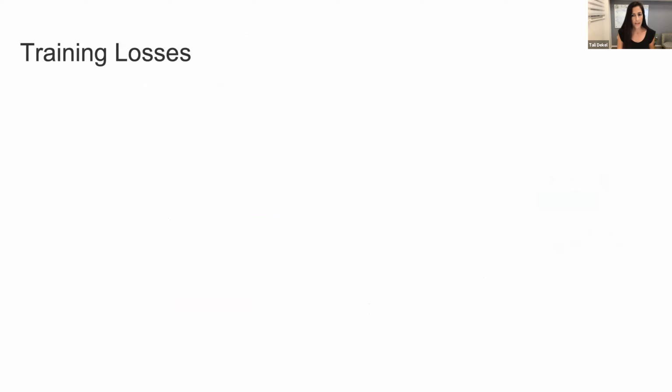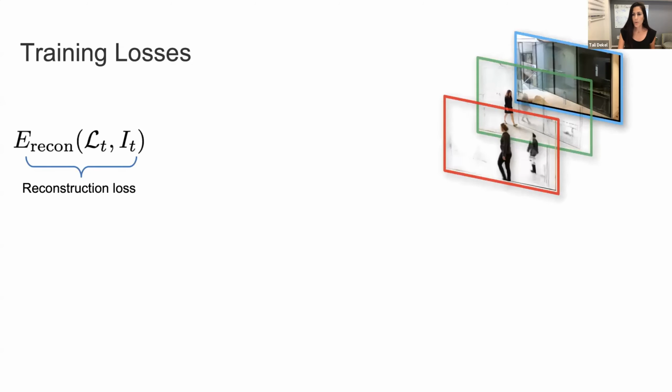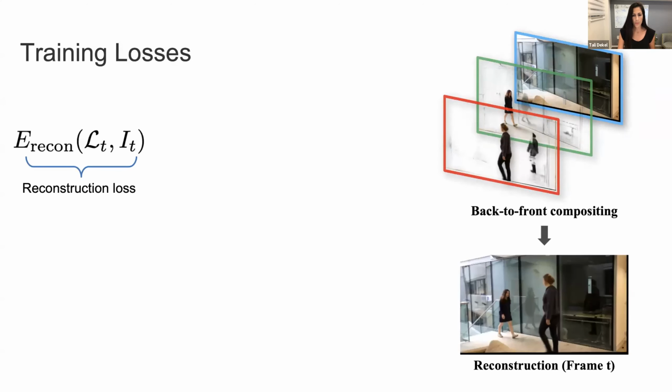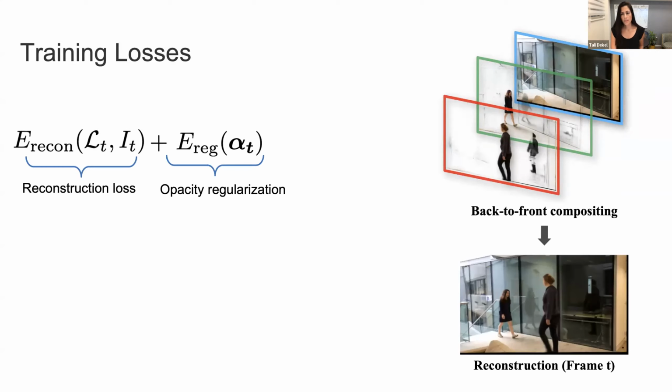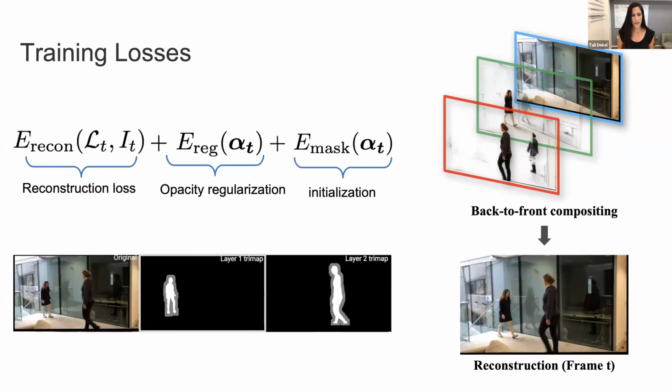But just to wrap up the method part, we apply several training losses. As I mentioned, the reconstruction loss: we want the layers, when we composite them back together, to allow us to reconstruct the original video. We also have regularization terms on our alpha mattes, encouraging them to be sparse. It also turns out that these two losses were not enough to make the optimization converge. So we also had to bootstrap and initialize our alpha mattes by encouraging them to match a rough segmentation mask that we can compute using off-the-shelf techniques. And we turn off this loss after several epochs and let the optimization refine those.